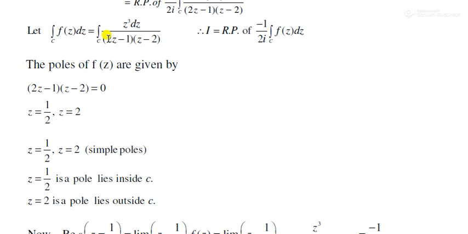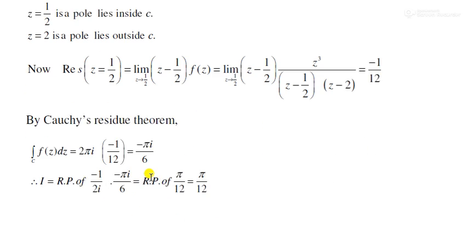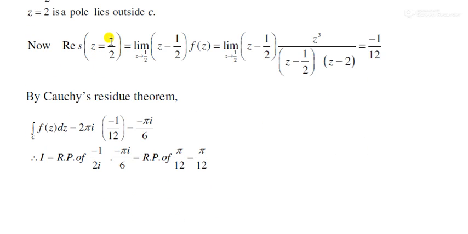To identify the poles, equate the denominator of f(z) to 0. We get z = 1/2 and z = 2. These values are simple poles. Out of these two simple poles, z = 1/2 lies inside the contour C and z = 2 lies outside the contour C. So we calculate the residue for the pole which lies inside the contour C. The residue at z = 1/2 is given by the limit as z tends to a of (z - a) f(z). After applying the limit, we get the answer as -1/12.